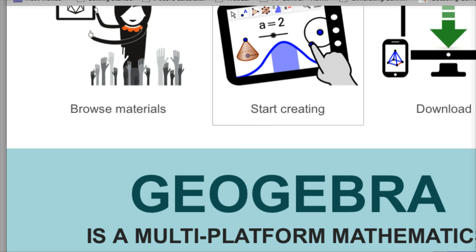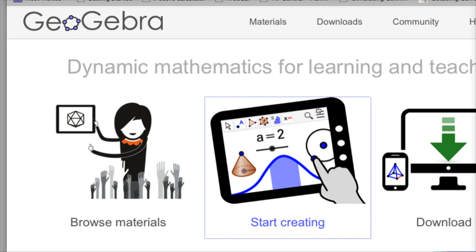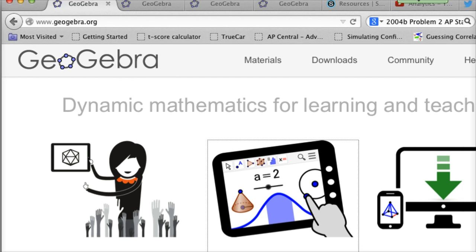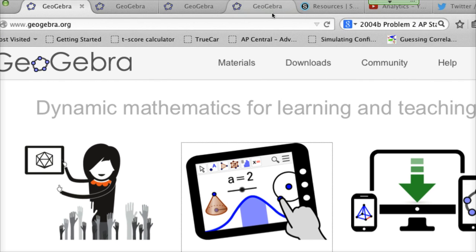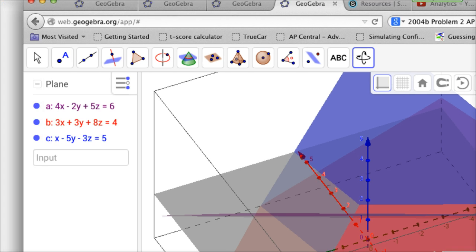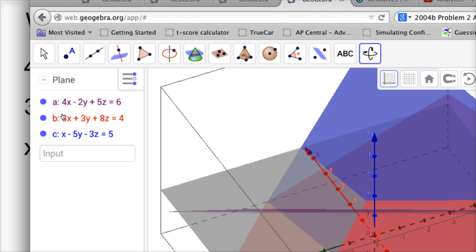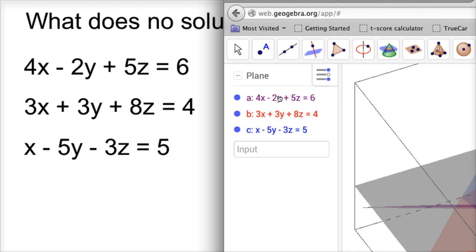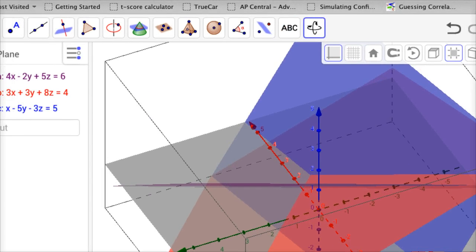Well, there it is. GeoGebra.org is where I'm building this. I've shown this in a couple other videos. There it is. And so here's the three equations. I went ahead and just typed them in the input, and I'll hold this to the side so you can see they're the same. The top one I made purple, the middle one I made red, and the bottom one I made blue. And when you graph those three equations, this is what you have.